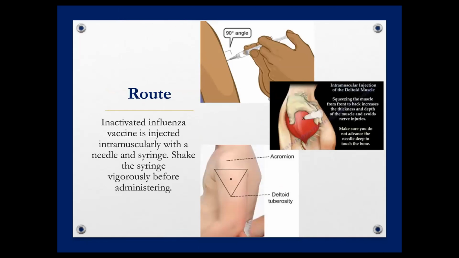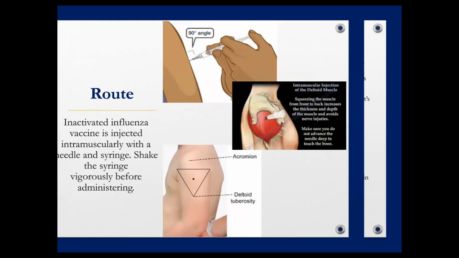All right, for the route, all vaccinators and all clinicians know when you're providing a vaccination for an inactivated influenza vaccine, it'll be injected intramuscularly with a needle and syringe. You'll shake the syringe vigorously before administering, and here's just some visual representations of what you'll be expected to do. Again, we'll have a med lead on site for you all to go over specifics about this. If you have any questions or if anything pops up, they'll be able to answer that for you, or just clear up any confusion, but it's pretty straightforward.